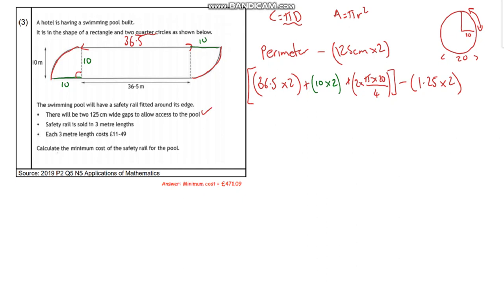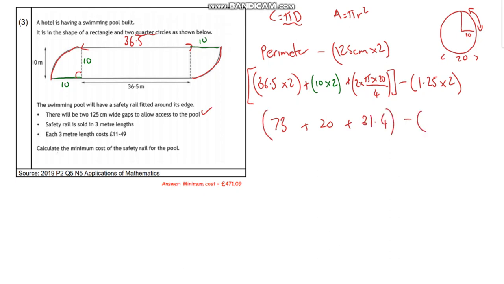So calculator's out, 36.5 multiplied by 2. And see how again, just taking your time with the working just helps you make sure you're not missing out anything at all, okay? So pi times the diameter of 20, so that's my full circle. Divide it by 4 gives me the quarter circle, and then times it by 2 because there's 2 of them. And that comes out as 31.4. So that's my full perimeter.